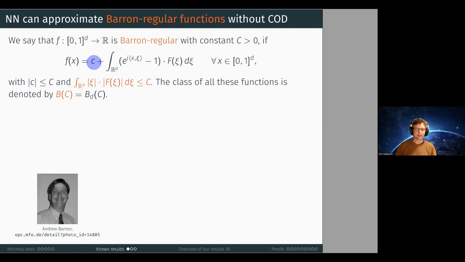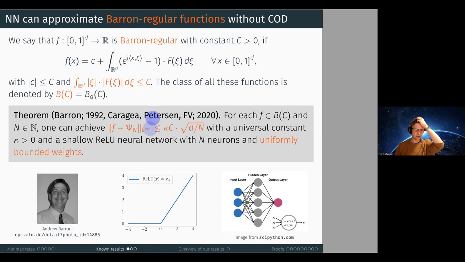But essentially, you could just think of a function as Barron regular if the Fourier transform has finite first moment. And for these functions, it is known that the function itself, now I'm not talking about classification at the moment, but really about approximating such a real valued function, you can do up to error some constant times square root of d over n using shallow neural networks with the ReLU activation function with n neurons. So with n neurons, you basically arrive at error square root of d over n. So at least in the exponent here, n to the minus one half, the dimension does not appear anymore.